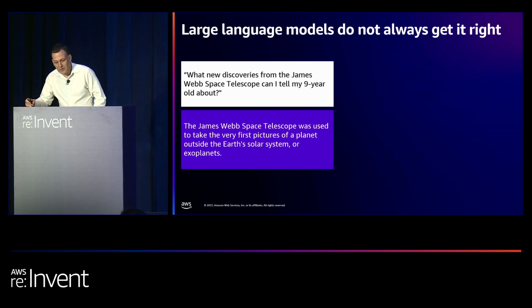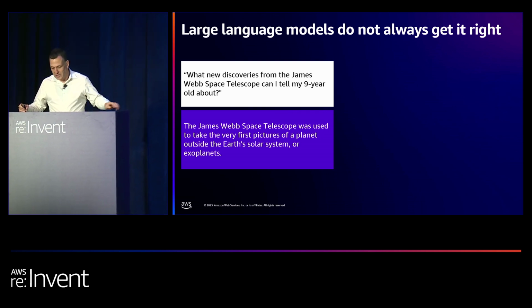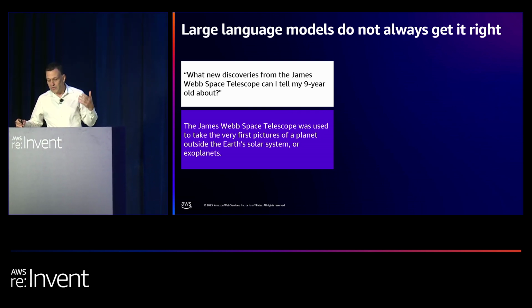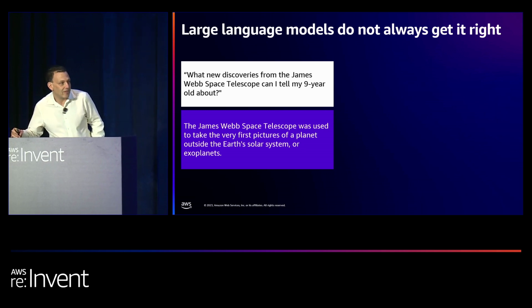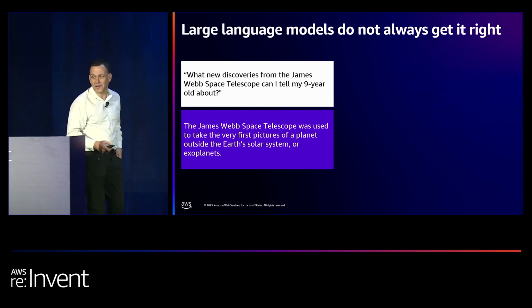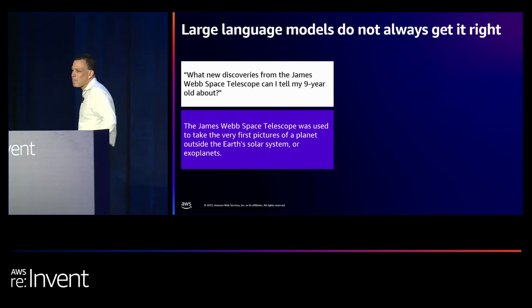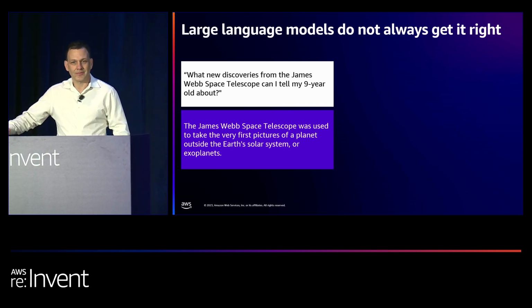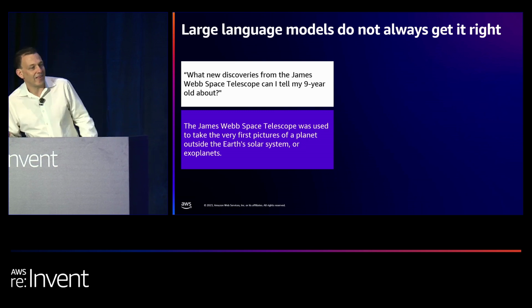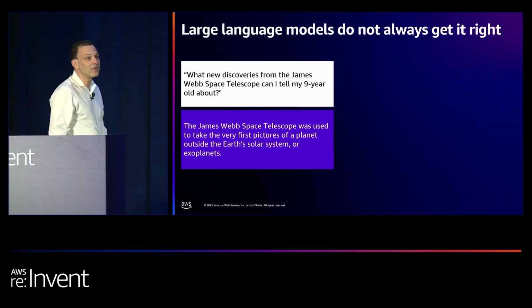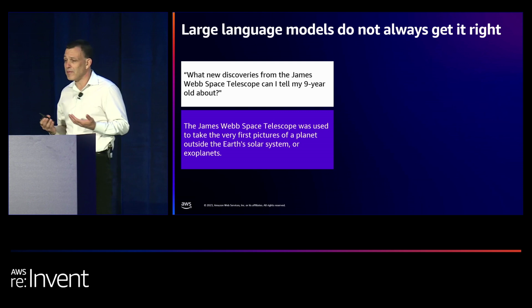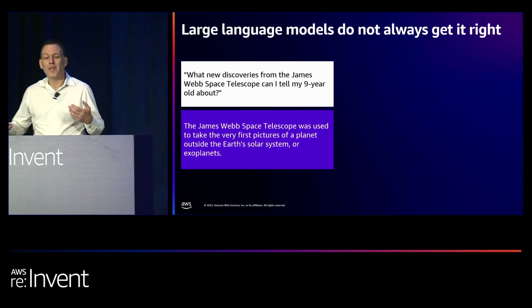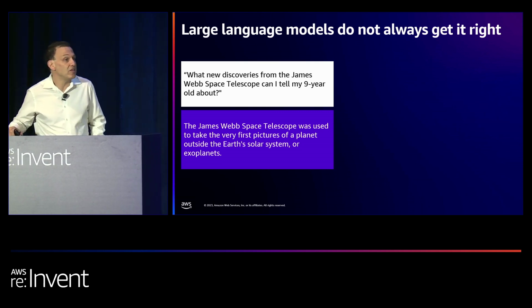The answer given was: the James Webb Space Telescope was used to take the very first pictures of a planet outside the Earth's solar system, or exoplanets. Anyone just shout out if they know what's wrong with that answer? Yes, exactly. It wasn't the first. The first discovery of exoplanets was a decade earlier by the European Space Agency's Very Large Telescope.